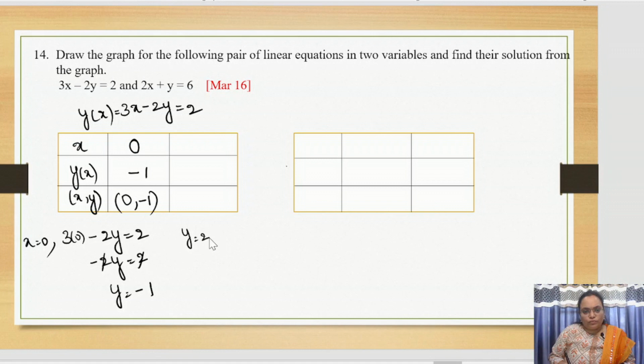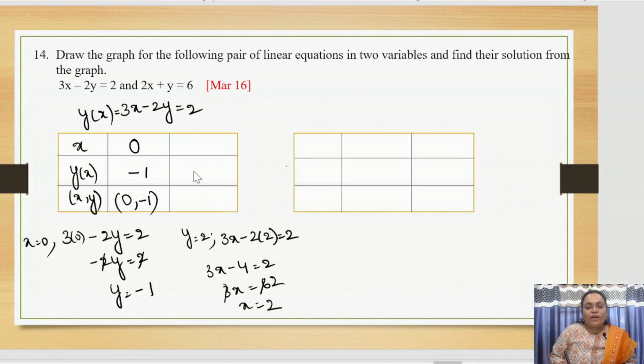If y is 2, this will be 3x minus 2 of 2 is equal to 2. So 3x minus 4 is equal to 2. 3x is equal to 6. x is equal to 3 ones, 3 twos, right? You will get x is equal to 2. So when y is 2, you will get x is 2. Okay. So the coordinates are 2 and 2. So we can take the points as A of 0 comma minus 1 and B of 2 comma 2.